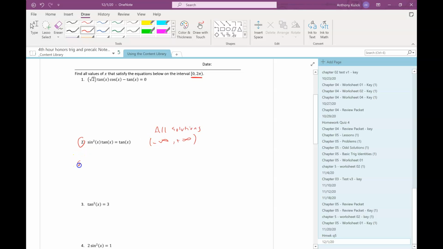So the first thing we'd have to do is we got to get everything onto one side. So I'm going to subtract the tangent over, and then I'm going to factor out the tangent because I have tangents in 2 pieces there. This is chapter 5, worksheet 1, correct? Correct. Yes. And now that it's in a factored form, I can apply the zero product property and set each piece equal to 0.